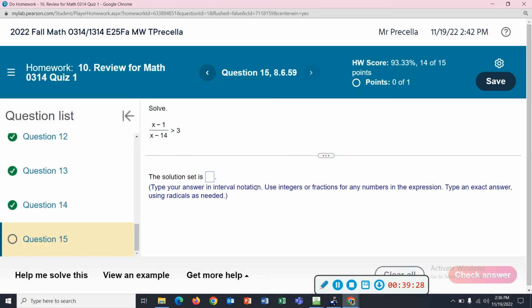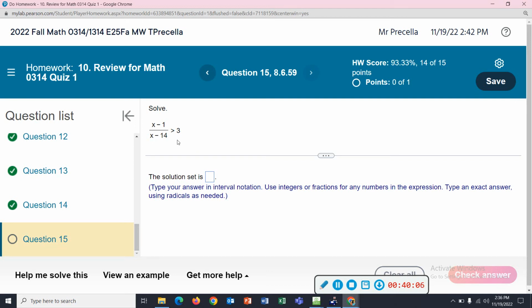Number 15. Number 15 says solve, and notice it has a greater than symbol in here. So this is an inequality, and we're going to be typing our answer in interval notation. That's when you use the number line with all of the infinity symbols and so forth, the parentheses, the brackets. Let me write this problem down. X minus 1 over x minus 14 is greater than 3.